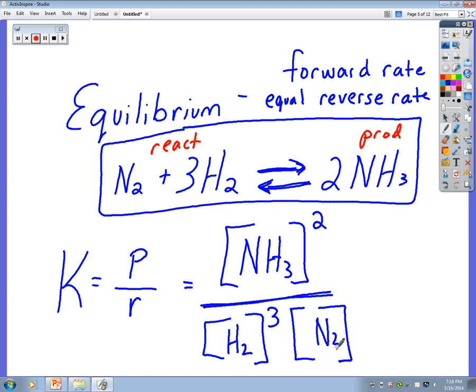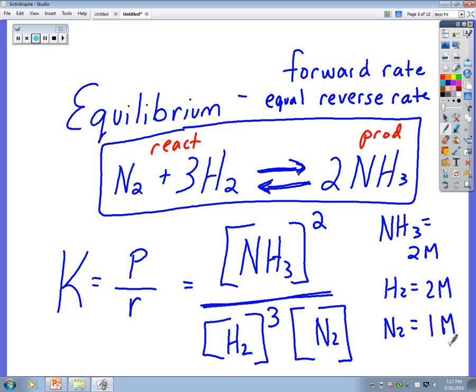Writing it. Now what if I had values? What if they gave you a molarity for NH3? And they said at equilibrium, the molarity of NH3 is 2 molar. And at equilibrium, the molarity for H2 is 2 molar. And at equilibrium, the molarity for N2 is 1 molar.